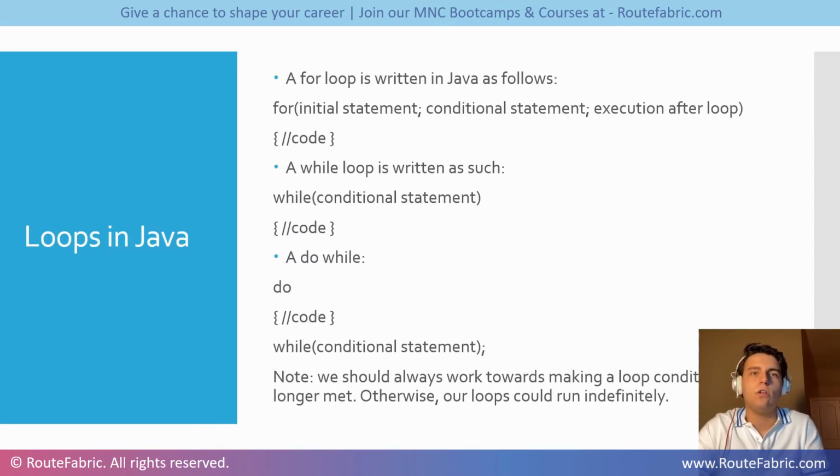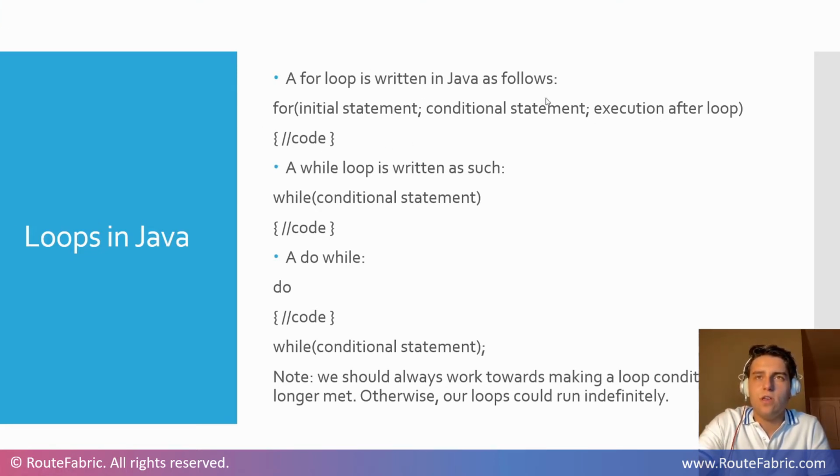All right, so loops in Java. A for loop in Java is written as follows. We say for and then parentheses, and we do initial statement, semicolon, conditional statement, semicolon, execution after each loop, and then of course we have our curly braces with our code. So what we're saying here is for, and we're setting some variable to an initial value, and this is the conditional, so until this conditional is no longer met, and then after each loop, do some execution.